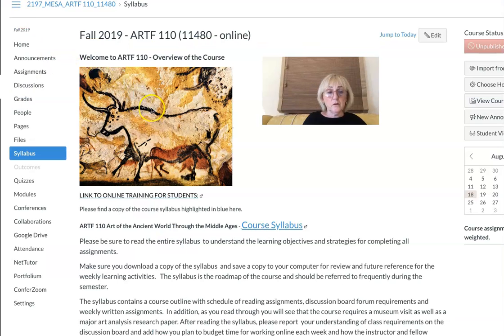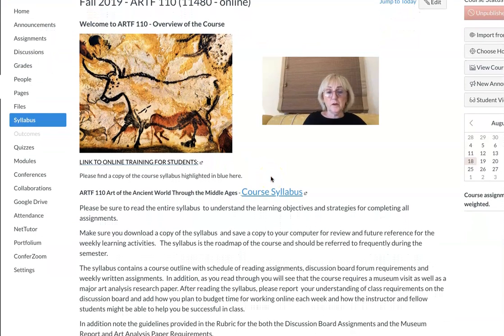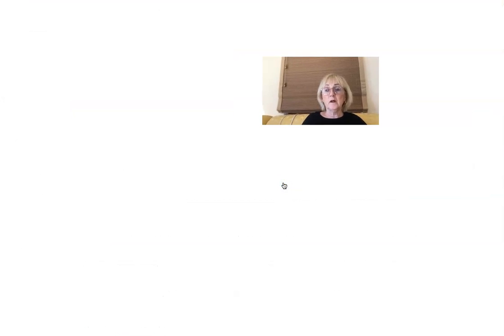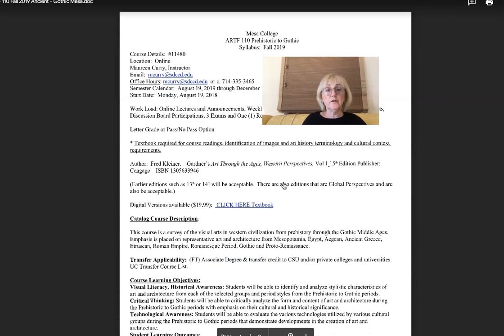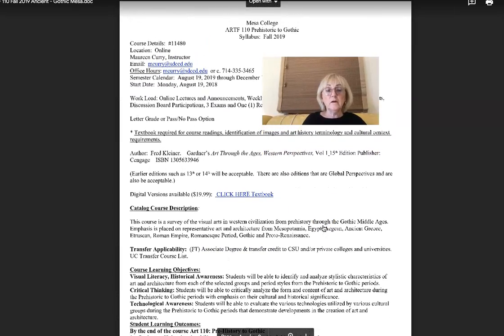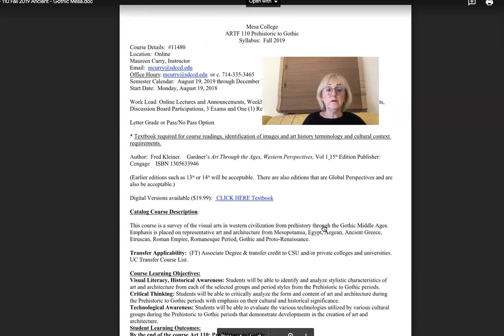So here we are on the home page, and on that page you should be able to find the syllabus there. So please be sure you read the entire syllabus. If you click on it, it'll bring you over to a typed version of the syllabus. Here the course description is there, the title of the textbook is there. It's highly recommended that you have the textbook.